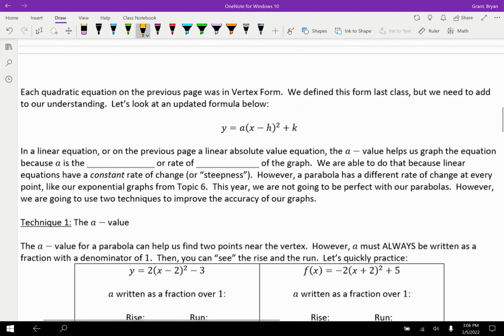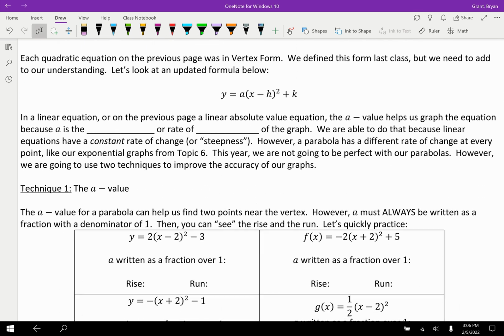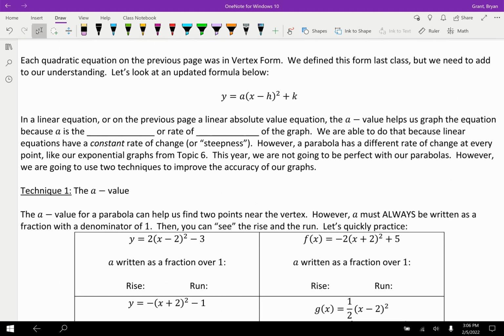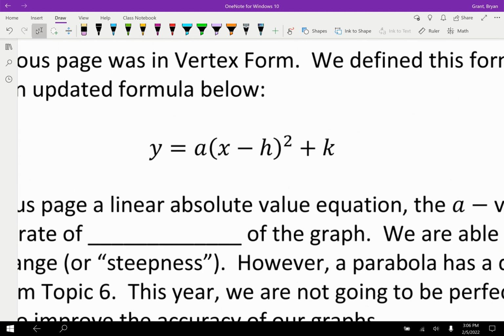So go ahead and flip that page and we'll see what we need to do. First, a look at an updated formula for vertex form. There is a letter that's added in here that we did not discuss last class. We've discussed it quite a bit so far today. What letter is that? Oh, right. We've added in the A.